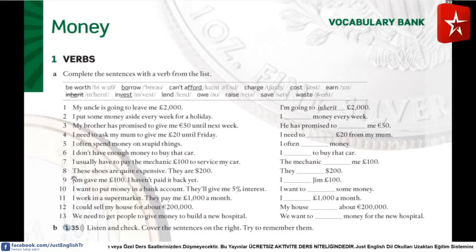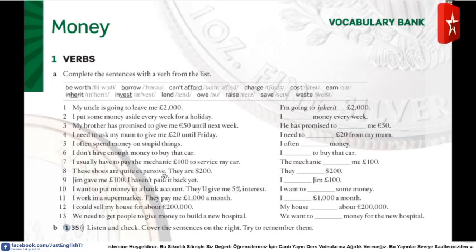Number 8. These shoes are quite expensive. They are $200. Wow, it's really expensive. So for number 8, which one of them should we choose? Okay, I'm waiting for your answers.